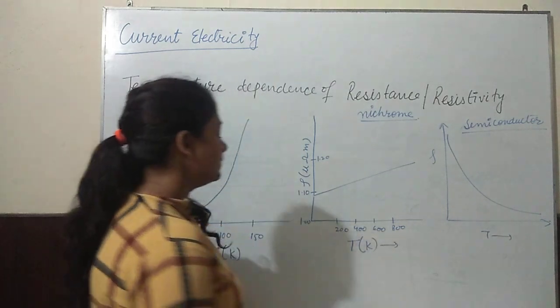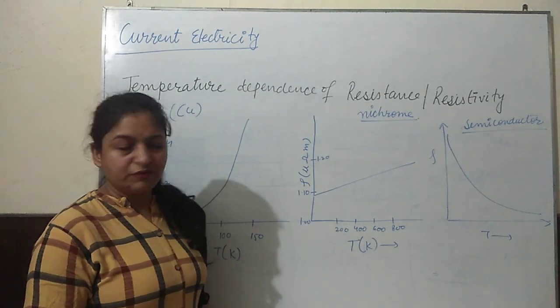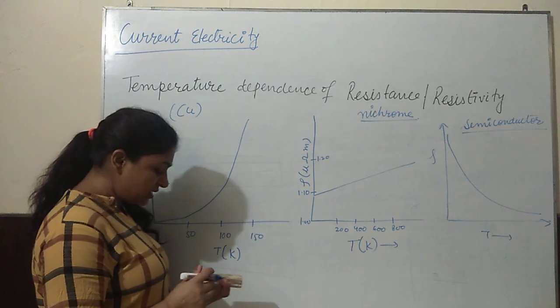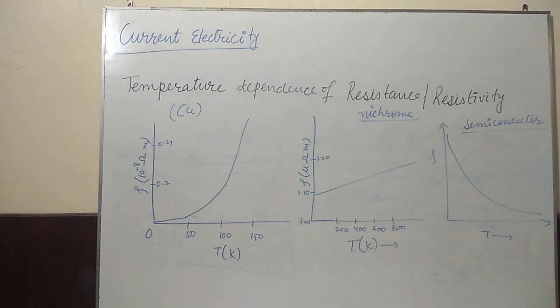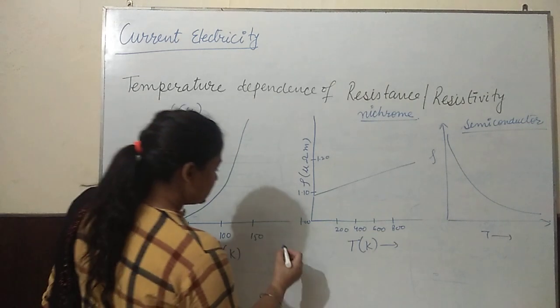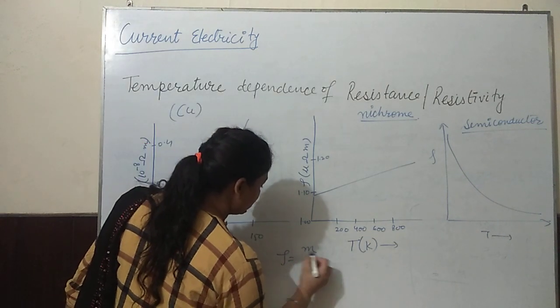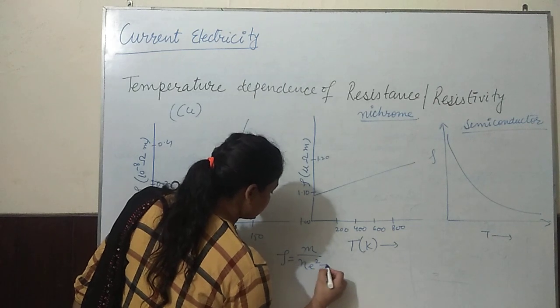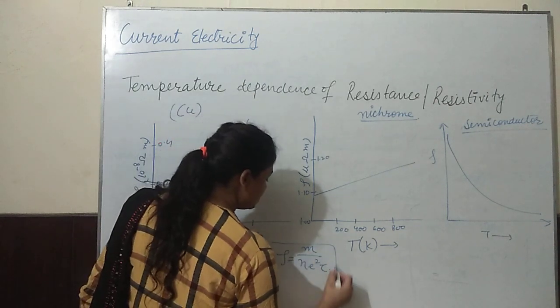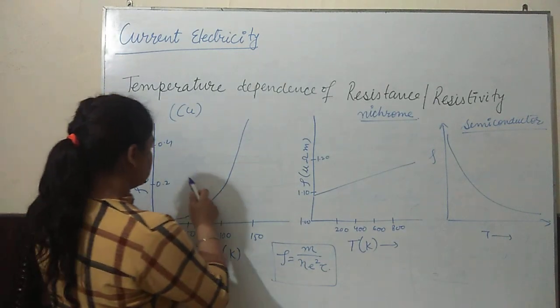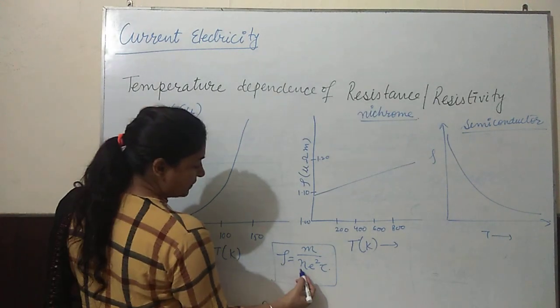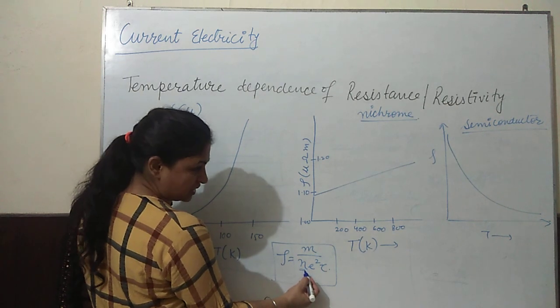Now the same thing we can explain with the help of the formula. The formula of the resistivity, we know that that formula we have already derived. It is m over N e square tau. The resistivity is m over N e square tau. So using this formula we can explain these graphs. For conductors, you see N is the number density of the charge carriers.